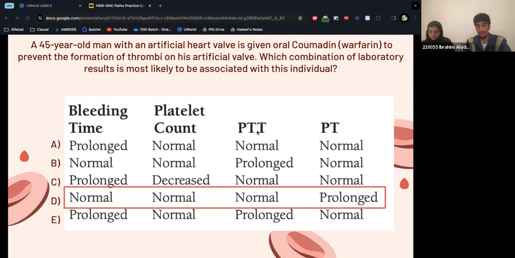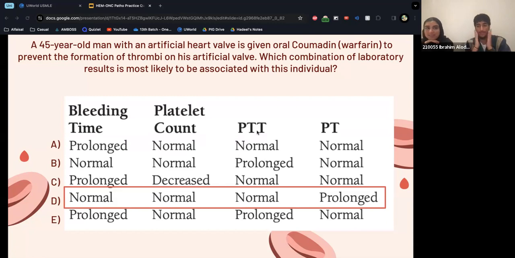Another Ibrahim mnemonic is coming. PT, I remember it as play tennis. You play tennis outside. Outside is extrinsic. So PT is for the extrinsic pathway. PTT is play table tennis. You play table tennis inside. So PTT is for the intrinsic pathway. Heparin, IN, intrinsic, PTT. Warfarin, wars are fought outside, PT. Did that make any sense? Wars are fought outside, you play tennis outside.